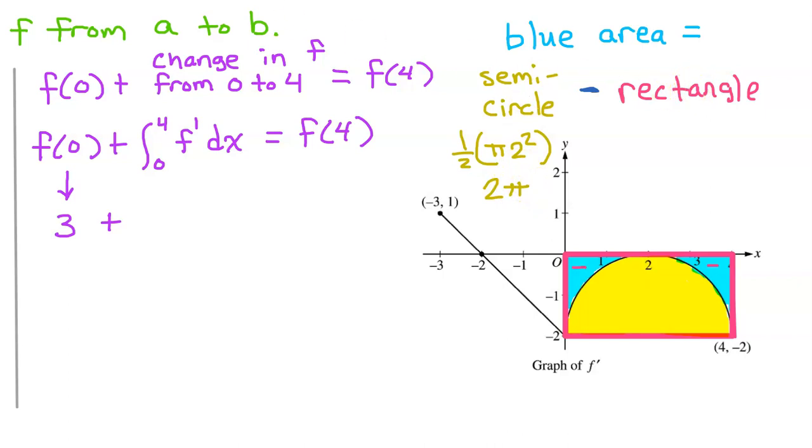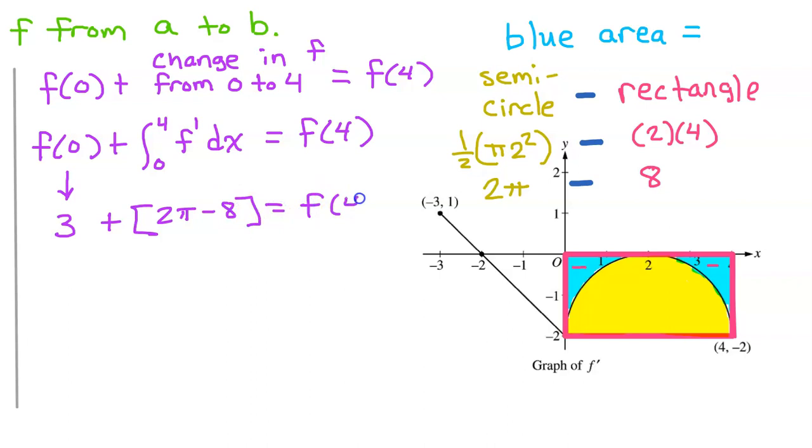How about the rectangle? Of course, the area of a rectangle is base times height. So the base is 4, and the height is 2. So that's going to be 2 times 4, which is 8. So this blue area, which represents the integral of f prime from 0 to 4, is 2 pi minus 8. So we have 3 plus 2 pi minus 8 is equal to f of 4.